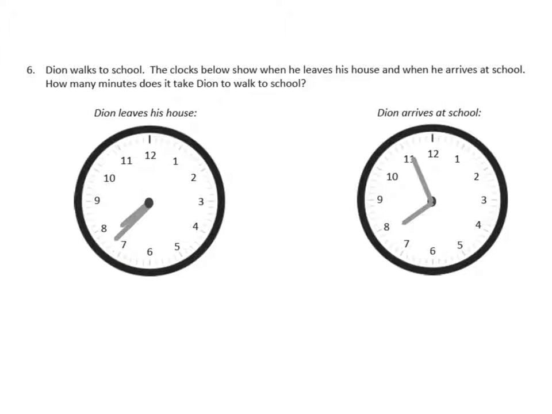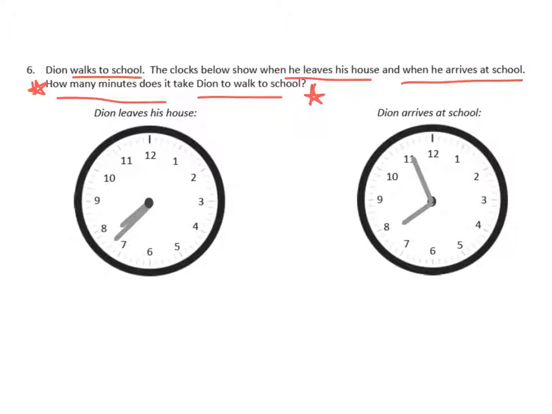Let's look at number 6. It says Dion walks to school. The clocks below show when he leaves his house and when he arrives at school. How many minutes does it take Dion to walk to school? So here are the two clocks. The first thing we're going to have to do is figure out what time the clocks are showing us. So pause the video while you work to figure out what time the clocks are showing us. Remember when you are ready to unpause the video.